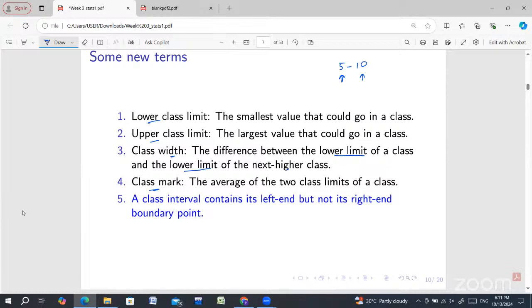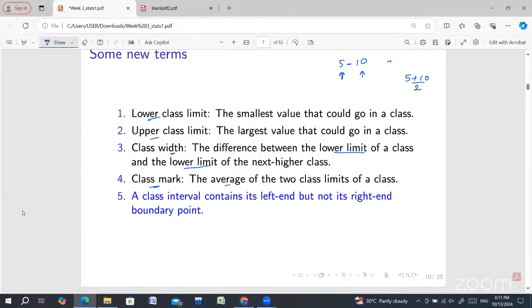And what is class mark? Suppose you are given this interval, 5 to 10, then what will be the class mark? It is the average of the two class limits. So here in this case, the class mark will be 5 plus 10 divided by 2. Okay, we will see all these things in an example also.